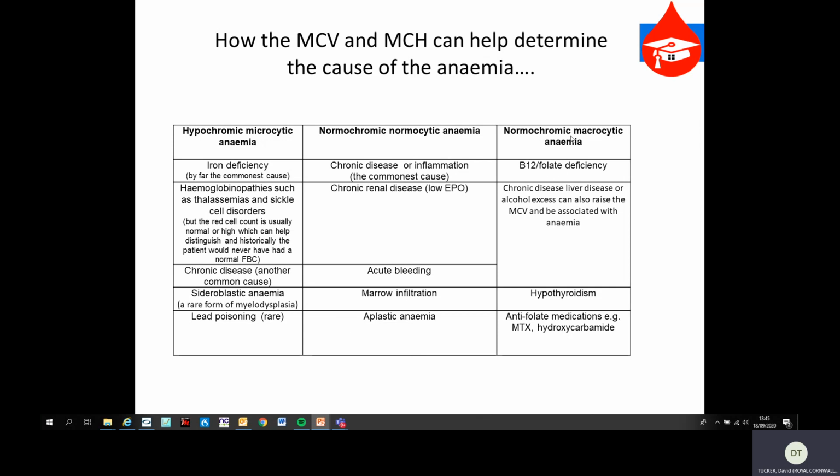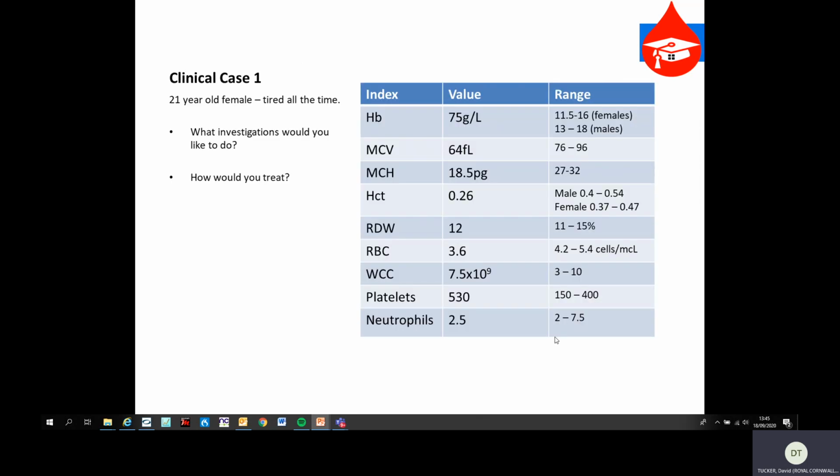And then large cells, macrocytic anemia, often the cause is B12 or folate deficiency, so that'd be the first thing to check. Liver disease, alcohol excess, thyroid deficiency, and drugs. Things like hydroxycarbamide, methotrexate are relatively common causes.